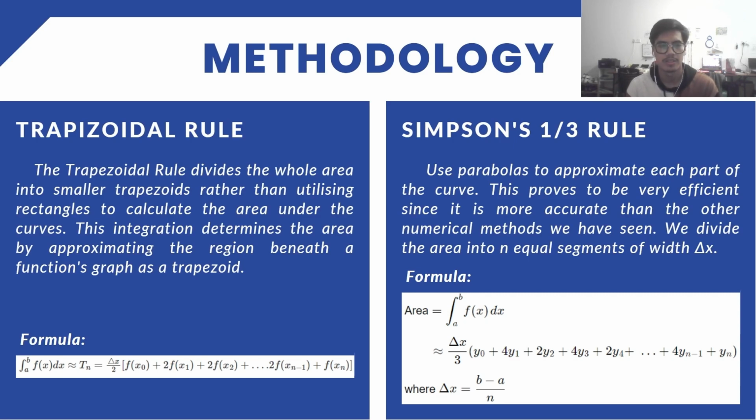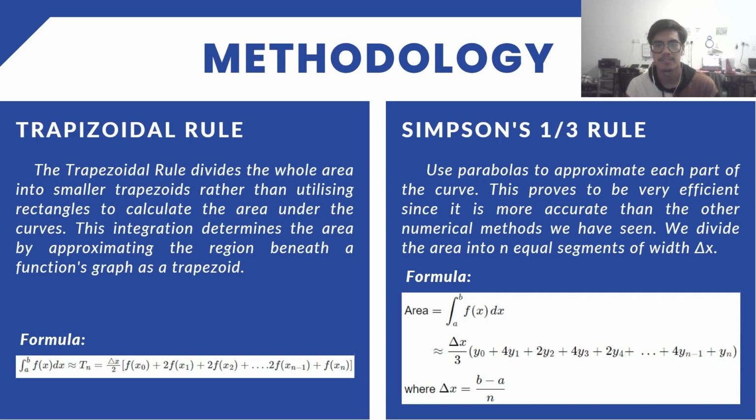So we have a trapezoidal formula: delta x divided by 2 times f(x0) plus 2 times the summation of f(xi) from 1 until the last interval, plus f(xn).